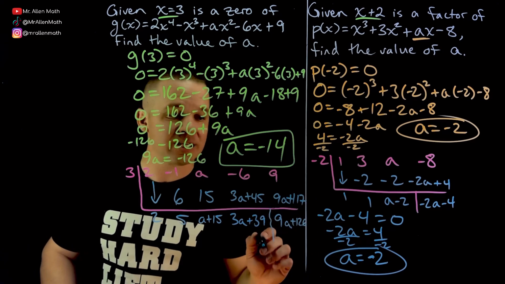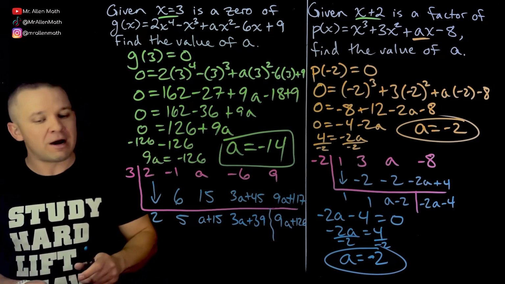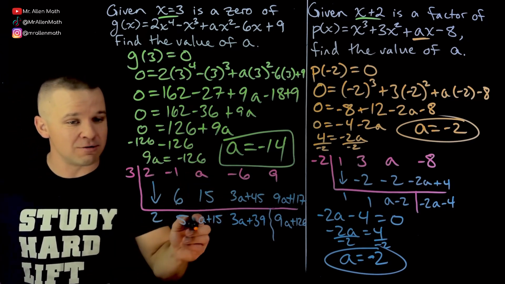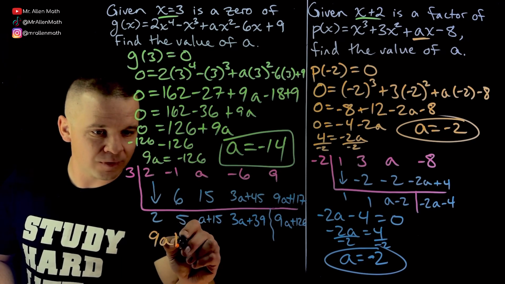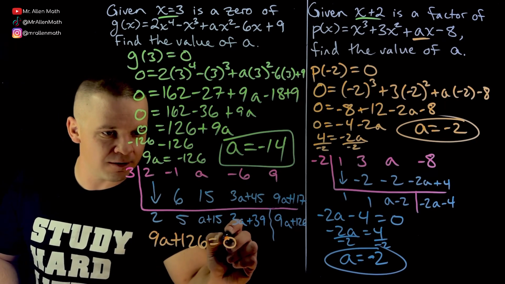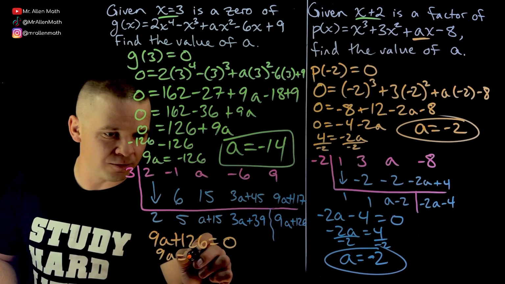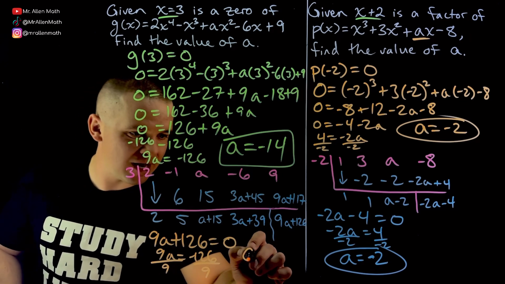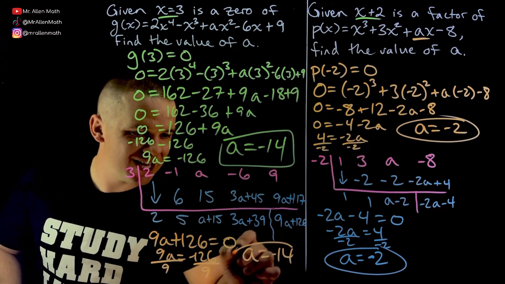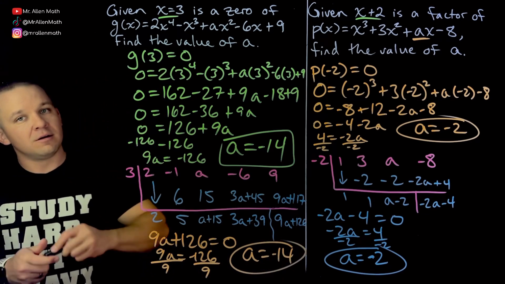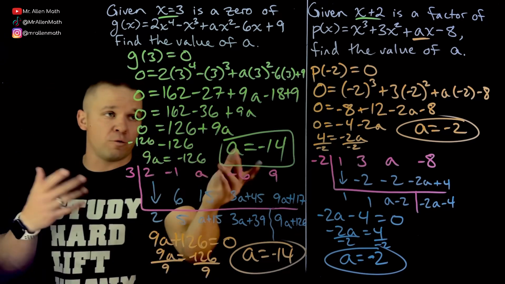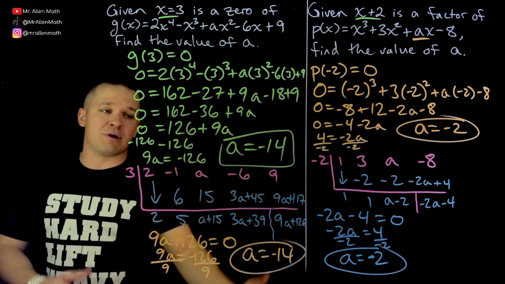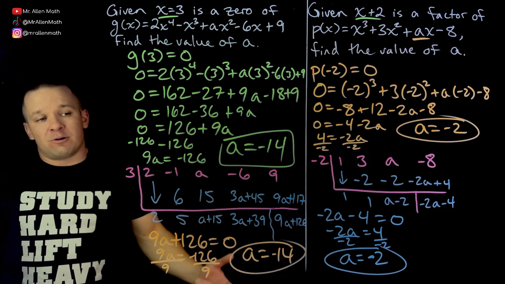Things are checking out. That's my remainder. But what should my remainder equal? My remainder should equal 0. So I have 9a plus 126 equals 0. So 9a equals negative 126. Divide by 9. And we get a equals negative 14, just like we did with the previous method. Kind of cool. Two different ways to do it. Choose whichever one you want. Again, I favor direct substitution, but everybody has their own preference.